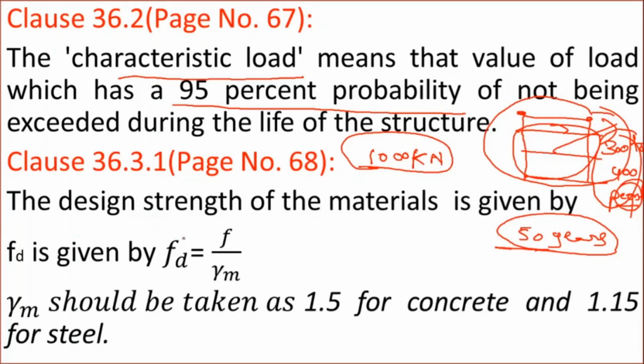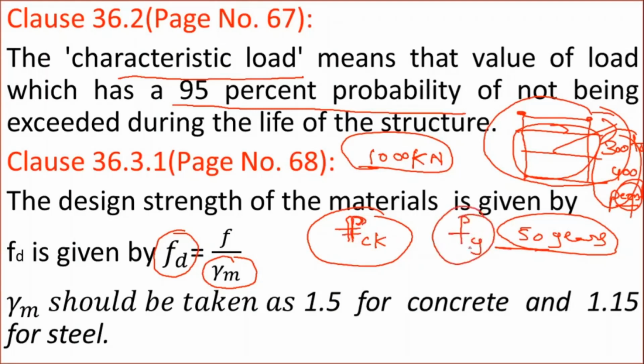Next one is related to the factor of safety and the design strength of the material. If you take the concrete, its strength is generally fck, and if you take the steel, its strength is generally fy. But while designing a structure, you should not consider the full strength of the material, because sometimes it may have less strength than the required strength. That's why we have to consider some factor of safety. We have to divide by some factor of safety and calculate the design strength.